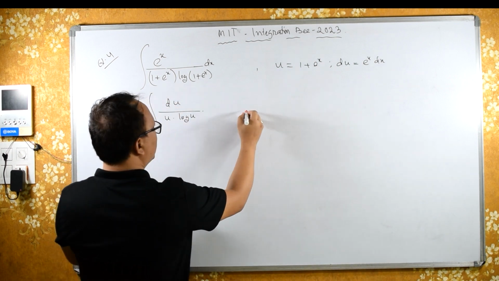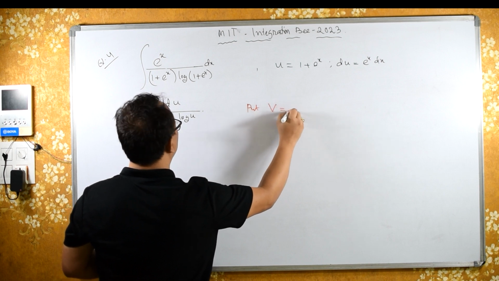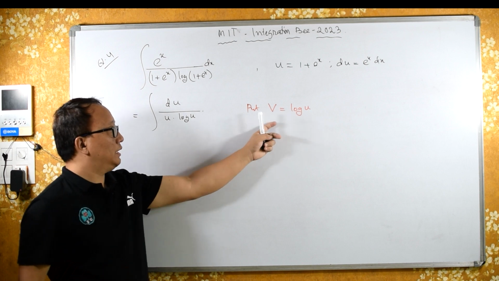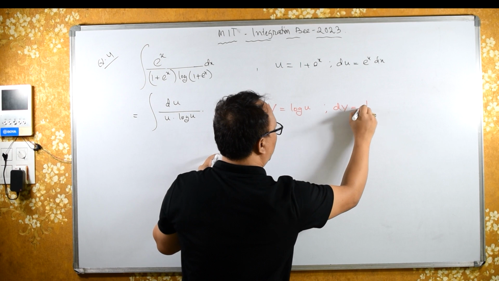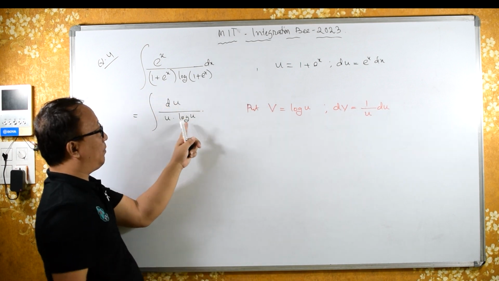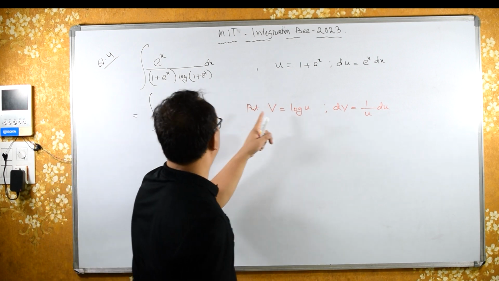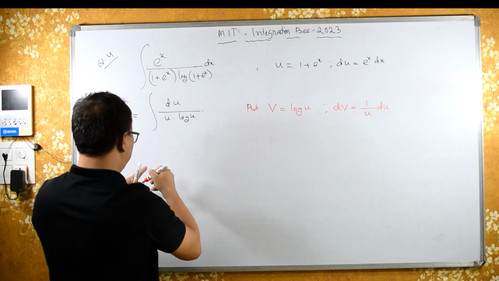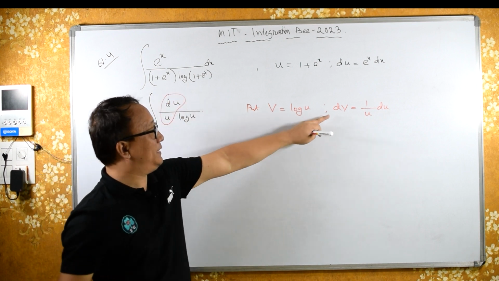Let's substitute v equals log of u. Why? Because dv will be 1 upon u into du. Therefore, du upon u I will get as dv. Substituting this here, this becomes my dv.